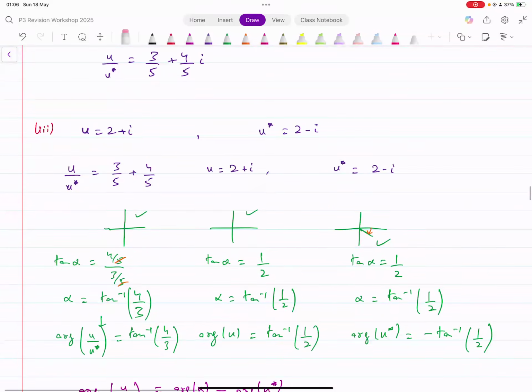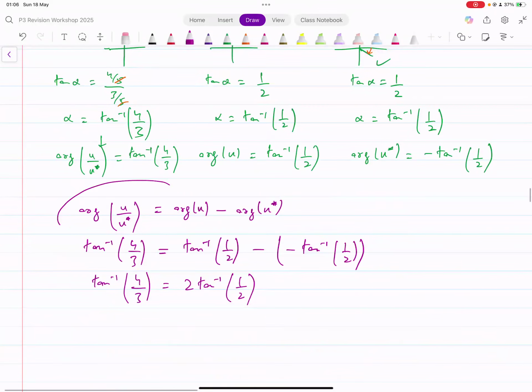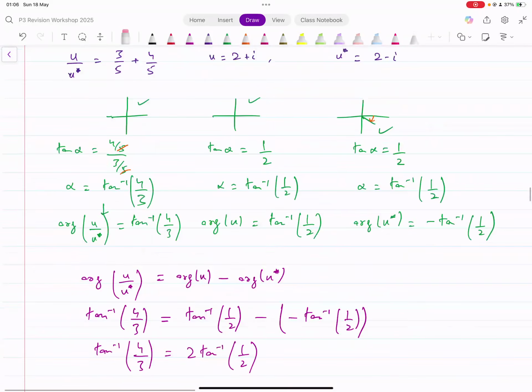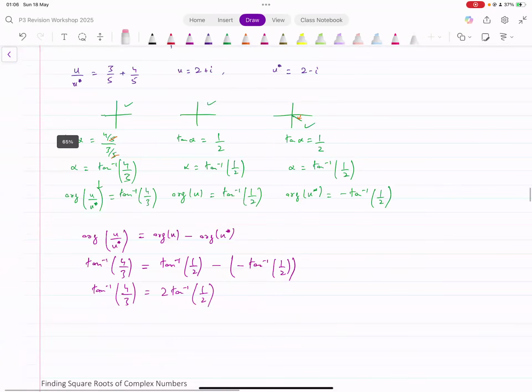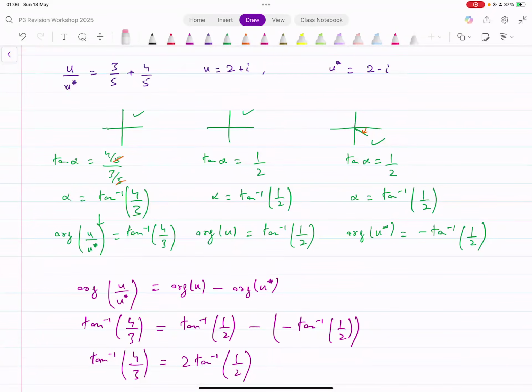Okay, now we've got these three arguments, put them in this equation. Argument of u over u conjugate, that should equal argument of u minus argument of u conjugate. Simplify that and you get that result that they wanted. You can prove that equation like this. Okay, all right.